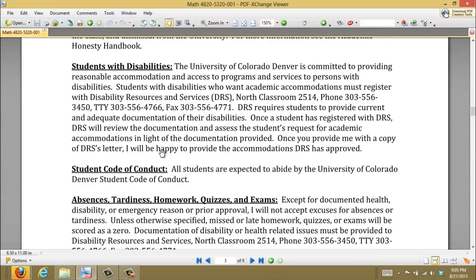If you have some sort of disability that needs to be accommodated, I am completely happy to accommodate you in whatever way the university would like me to. However, you must do so through the Disability Resources and Services resource on campus, which can be found in North Classroom 2514. You have their phone number here. Basically, DRS is going to require you to provide documentation of your struggles, and depending on your struggles, they will assign various accommodations that they would like you to have. And so I'm happy to give you anything the university wants, but it has to be approved through the university. It can't just be something where I work with you on my own.